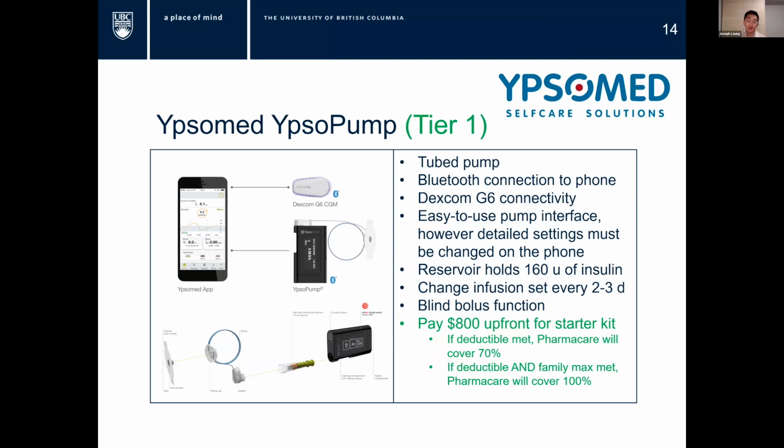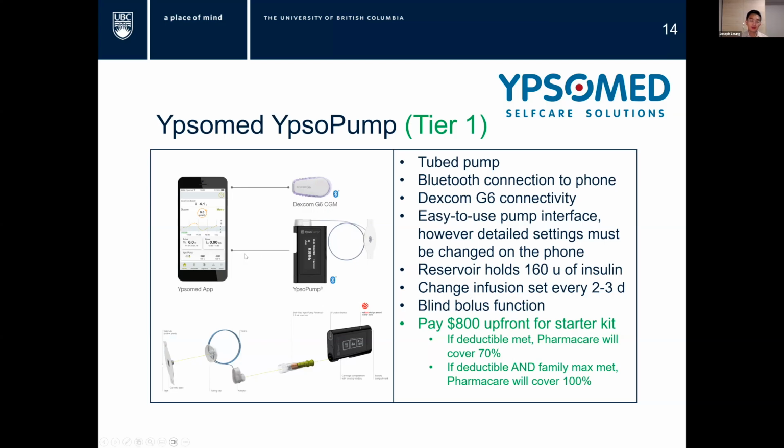The reservoir holds 160 units of insulin, and the infusion set needs to be changed every 2 to 3 days. There's a special feature called the blind bolus function, where you can preset it. If you click it once, it delivers one unit of insulin. You press it twice, it's 2 units. So you could be in a meeting and needing to bolus insulin, and you're bolusing without people even knowing that you're administering insulin to yourself.